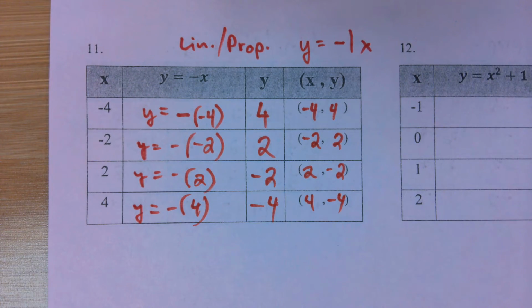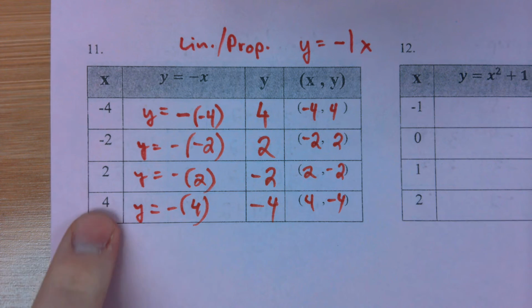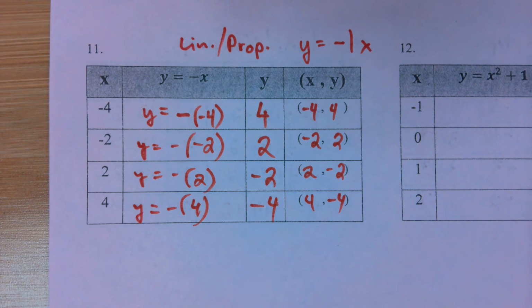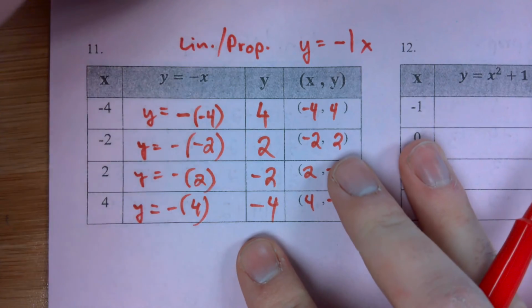Are any of those inputs repeating? No, they're all unique. Even though they're the same numbers and half are negative, half are positive, they're all different numbers. So this is definitely still a function. Questions on 11?